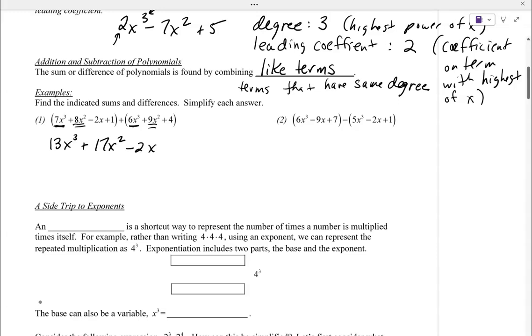The last set of like terms are 1 and 4. We add those together, we get 5. And again, that's as good as we can get. These terms that were left are different, so I can't combine them. It's as good as it can get.